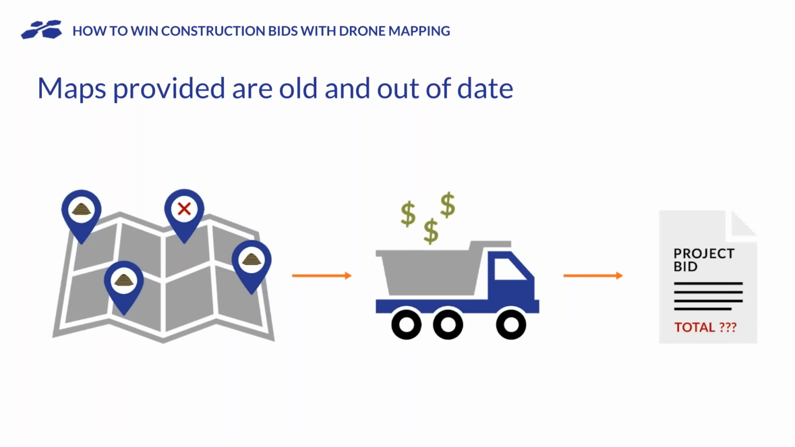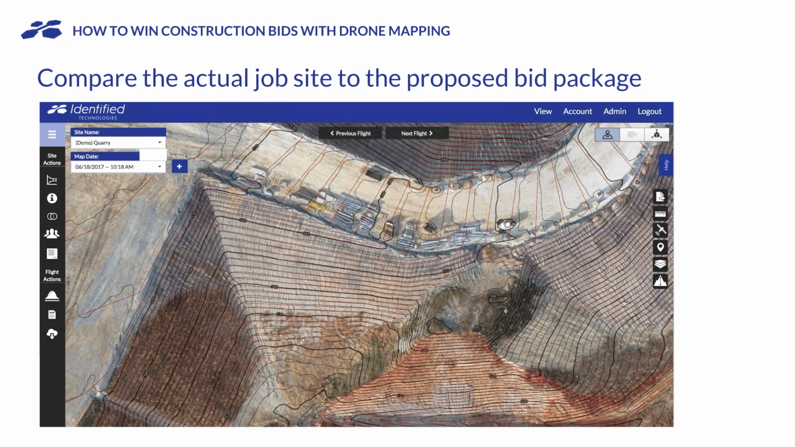So instead of dealing with old, out-of-date maps, we're actually going to give you immediate access to the real job site. So this is an example of a contour map, and this lines up what was in the bid package with actually the job that was done.